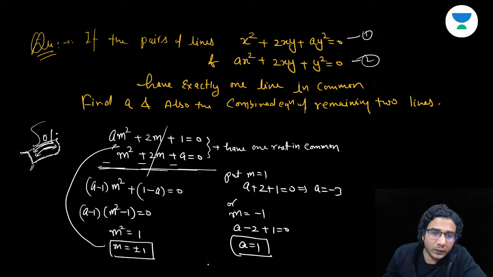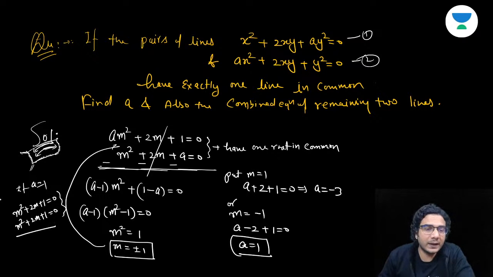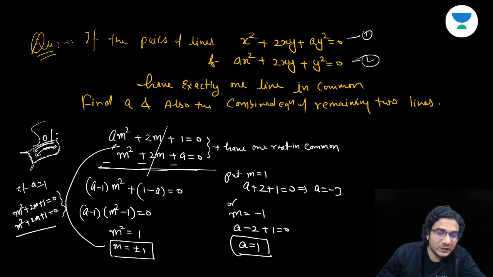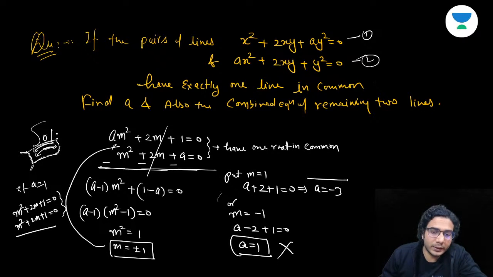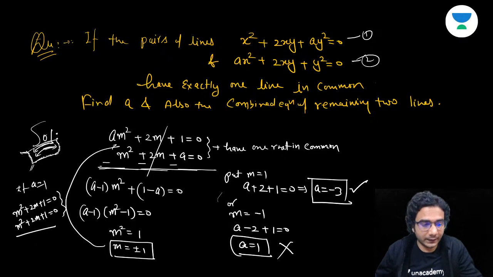But if I take a is equal to 1, then you can clearly see that these quadratics will have both roots in common. If I put a is equal to 1, these quadratics will become identical. See this m square plus 2m plus 1. These quadratics become identical, which means they will have both roots in common. So that one will be rejected, because it was given that they have exactly one common root. So a is equal to minus 3 is the right answer. Are you understanding it?